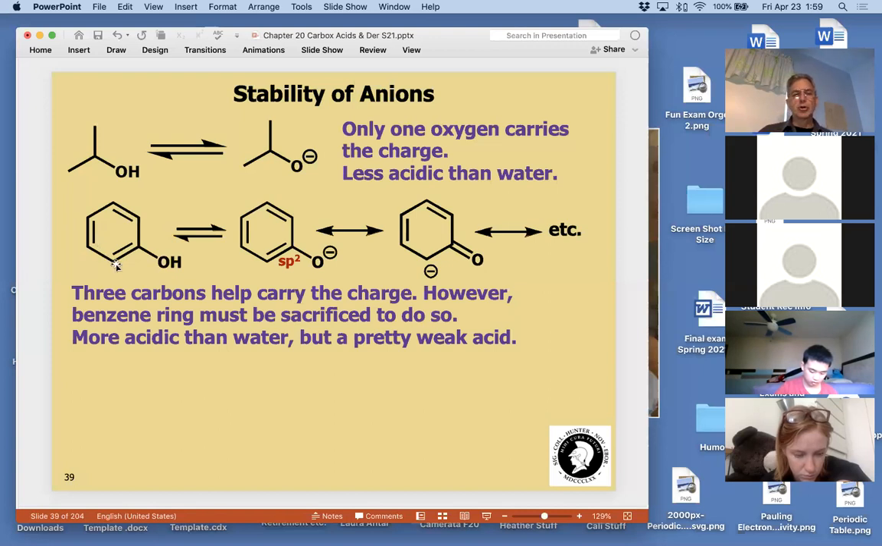Okay, alcohols. I told you that there's two reasons phenols are much more acidic than alcohols.